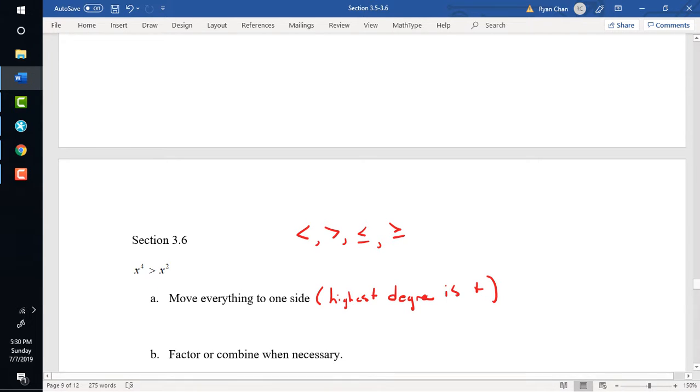So I have x to the fourth over x squared. And what's going to happen is the following. I'm going to subtract x squared on both sides because I want my x to the fourth to be positive because it's the highest degree. So I have x to the fourth minus x squared is greater than 0.